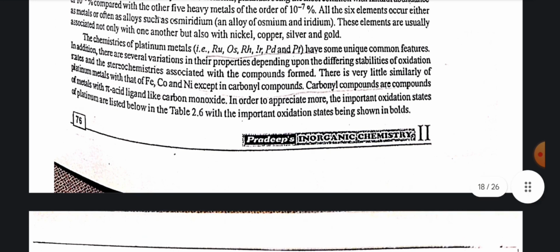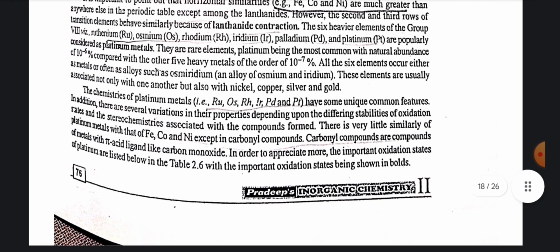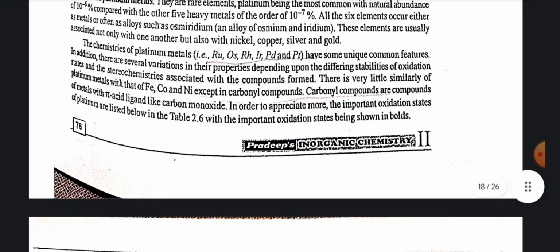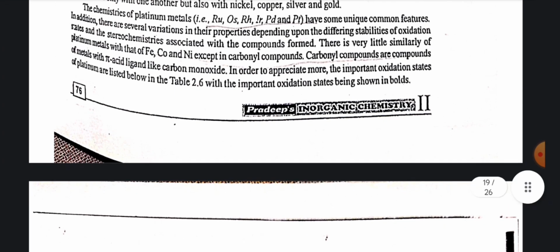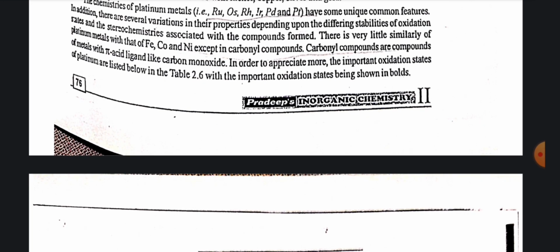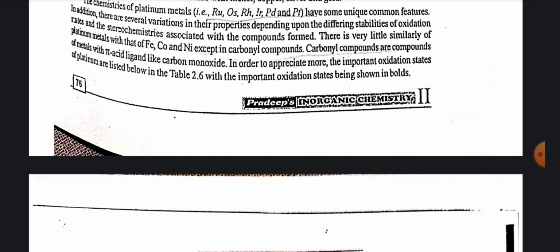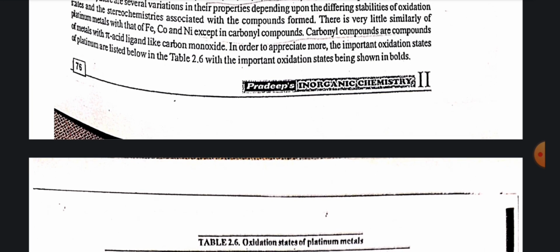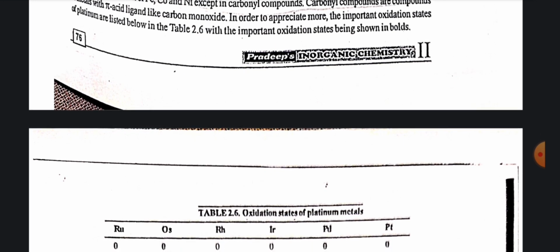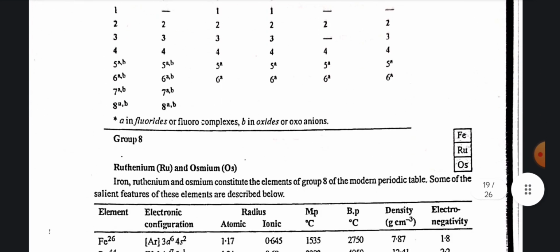The chemistries of the platinum metals, that is ruthenium, osmium, rhodium, iridium, palladium and platinum, have some unique common features. In addition, there are several variations in their properties depending upon the differing stabilities of oxidation states and the stereochemistry associated with the compounds formed. There is very little similarity of platinum metals with their lighter congeners, except in carbonyl compounds. Carbonyl compounds are compounds of metals with pi-acid ligands like carbon monoxide. In order to appreciate this more, the important oxidation states of platinum metals are listed below.